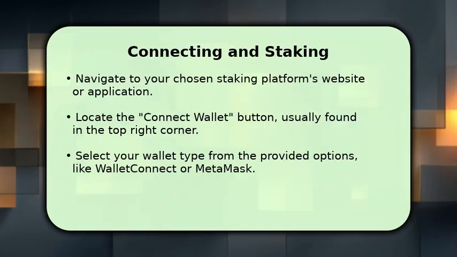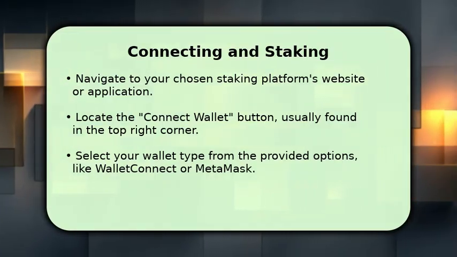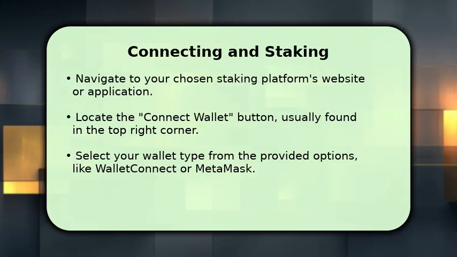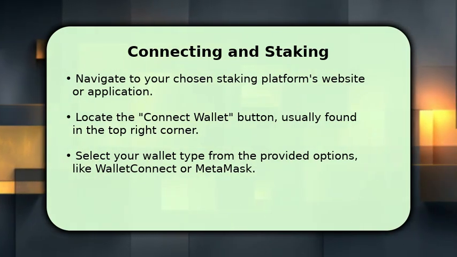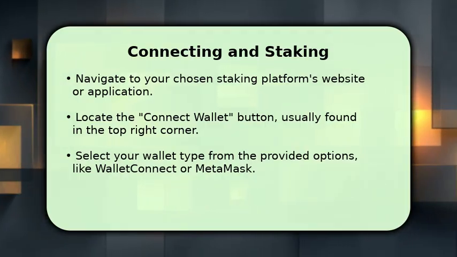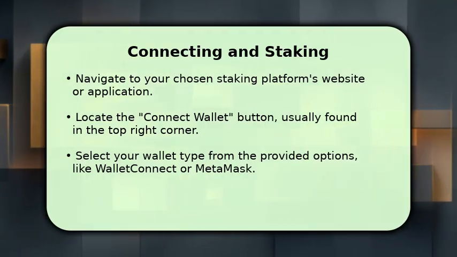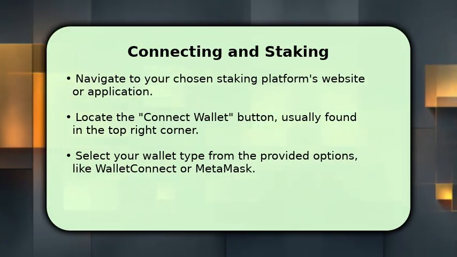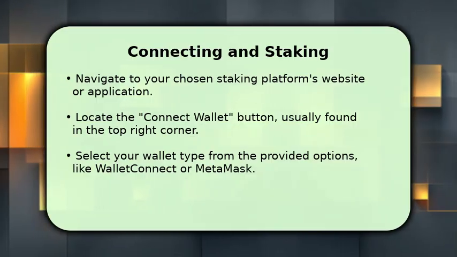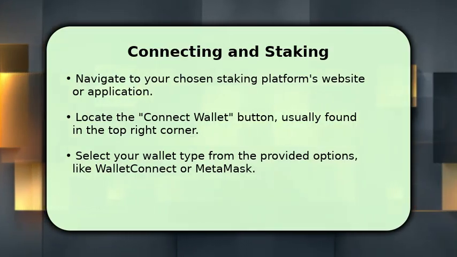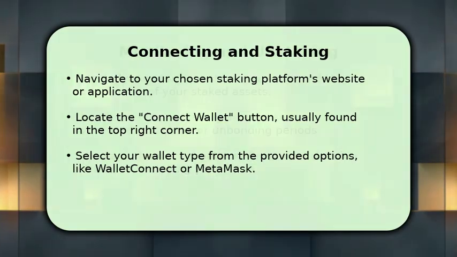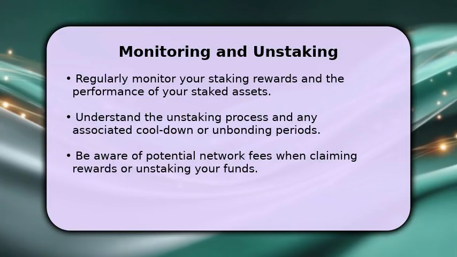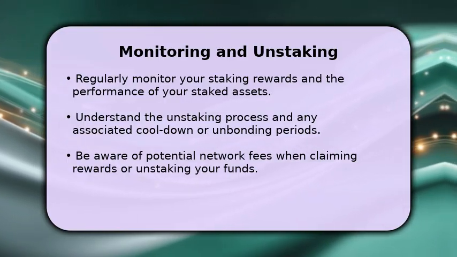Once you have chosen a platform, navigate to its official website. You will typically find a Connect Wallet button, often in the upper right-hand corner. Click this button and select your wallet from the list of options, such as MetaMask or Wallet Connect. Your wallet will then prompt you to approve the connection. After connecting, follow the platform's specific instructions to select the cryptocurrency and amount you wish to stake, then confirm the transaction. After successfully staking, it is important to regularly monitor your rewards and the overall performance of your staked assets.